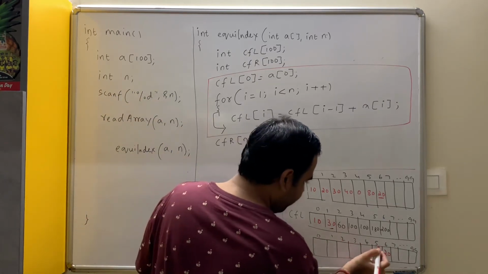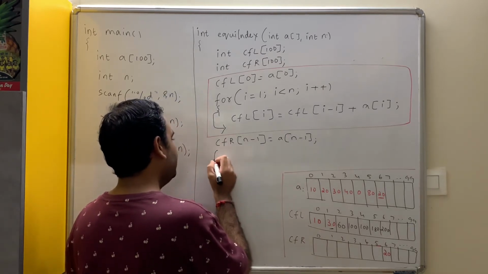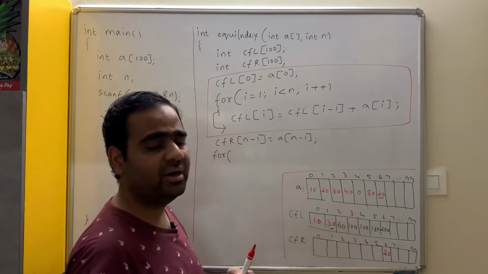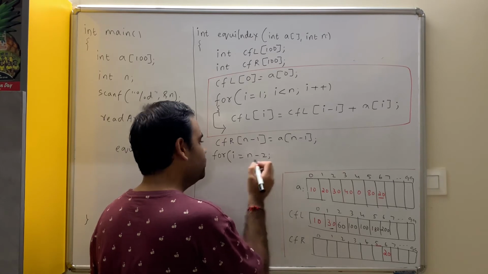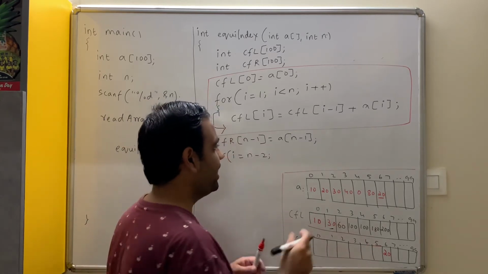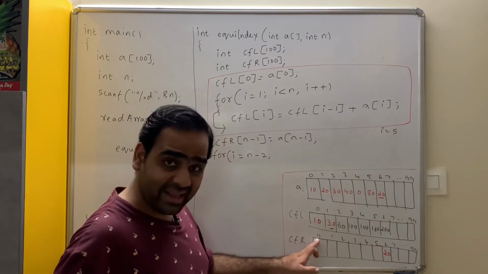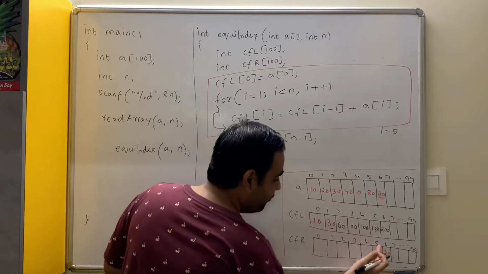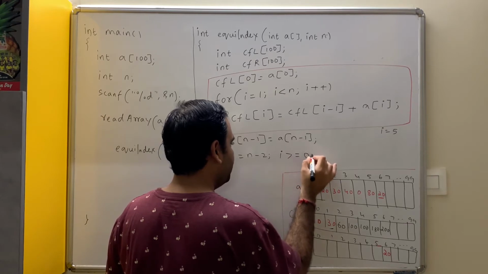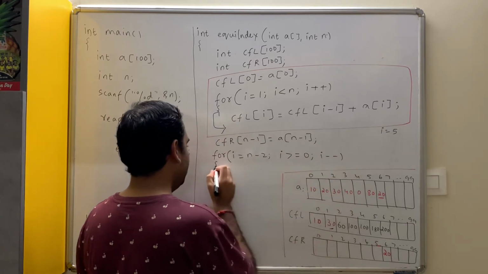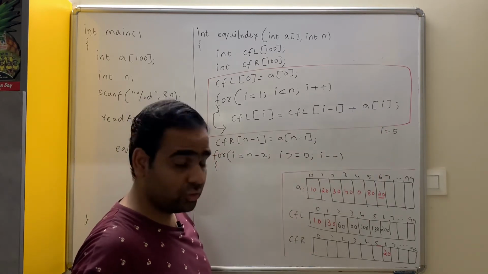Now I need to start from index 5. Therefore, how do you get 5? The number of elements is 7, and how are 7 and 5 related? I say I is equal to n minus 2. Is that okay? Therefore, the value of I will be 5. And till what point do I need to go? Till I reach 0. From 5, next time it will be 4, next time 3, and so on. Hence I say I greater than or equal to 0, I minus minus. I is n minus 2, I becomes 5. 5 greater than or equal to 0 is true.